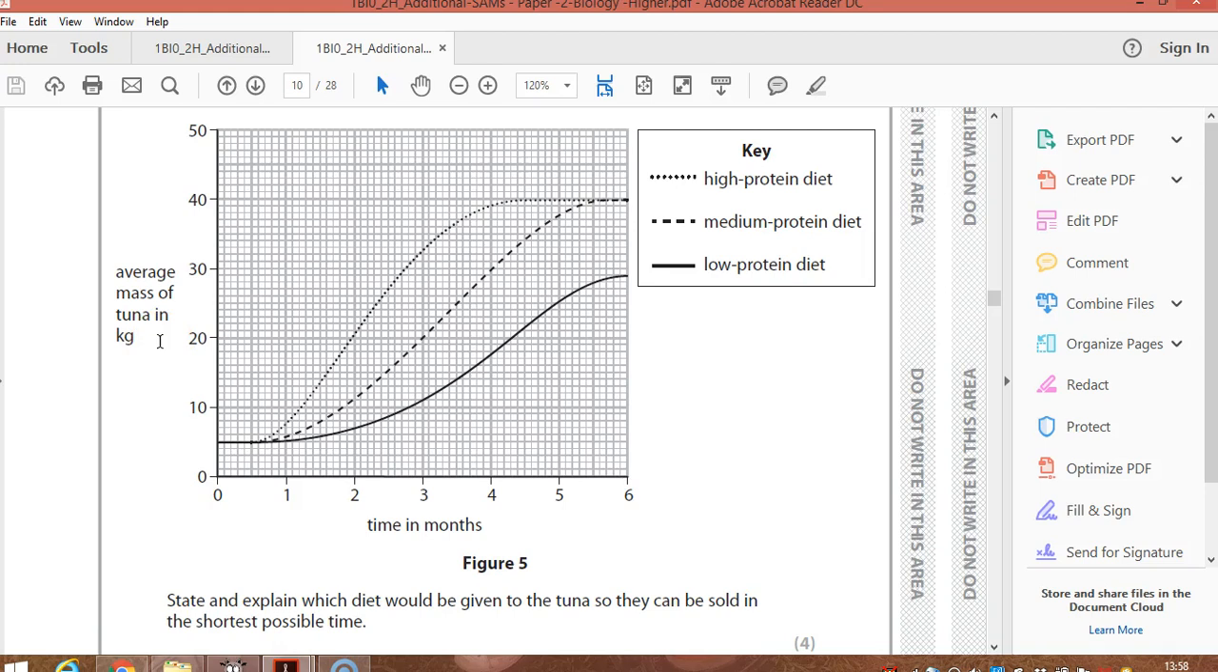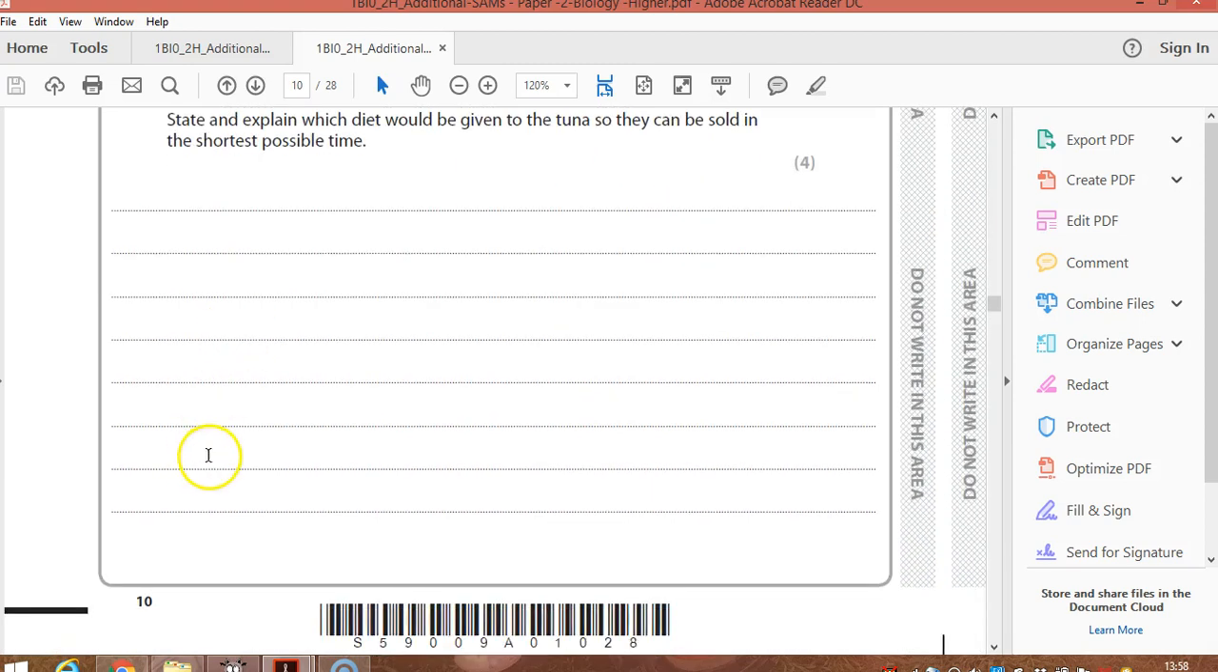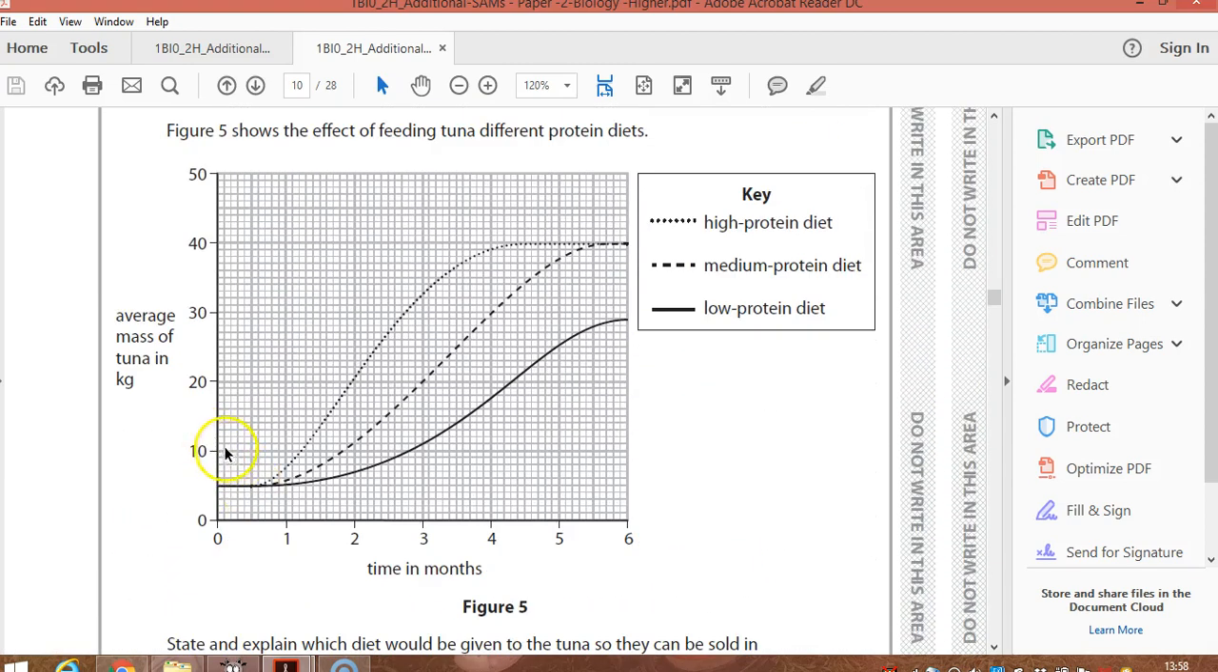State and explain which diet would be given to the tuna so they can be sold in the shortest possible time. 4 marks. There's the graph to look at. Go.